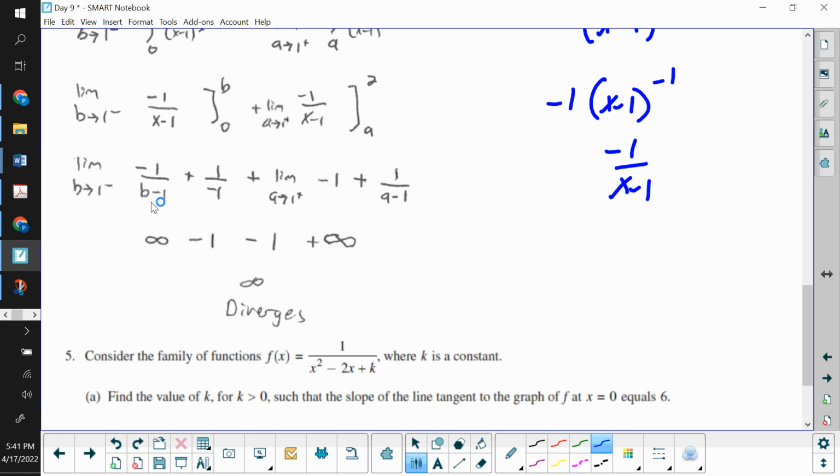This denominator, as b goes to 1 from the left, is going to be a tiny negative. So keep change flip with the negative number will make it a big infinity. The a, when you go to 1 from the right, will make it a tiny positive on the bottom. So keep change flip with the one that was on top. That'll make that an infinity. So it's going to diverge because we have infinities in there.